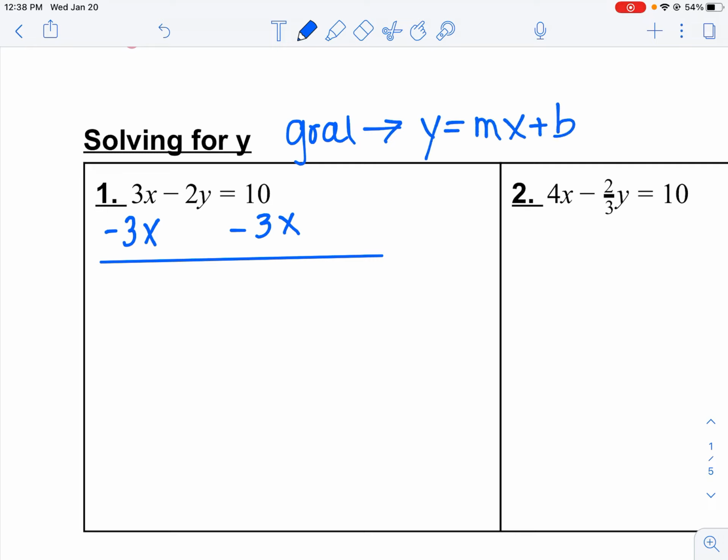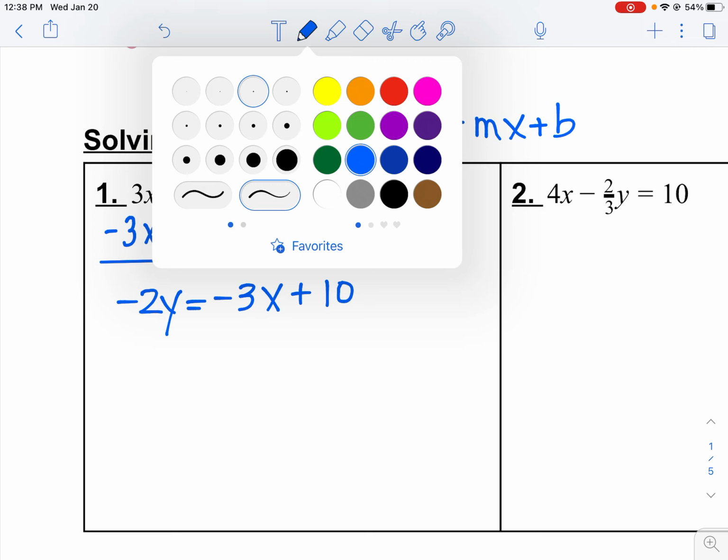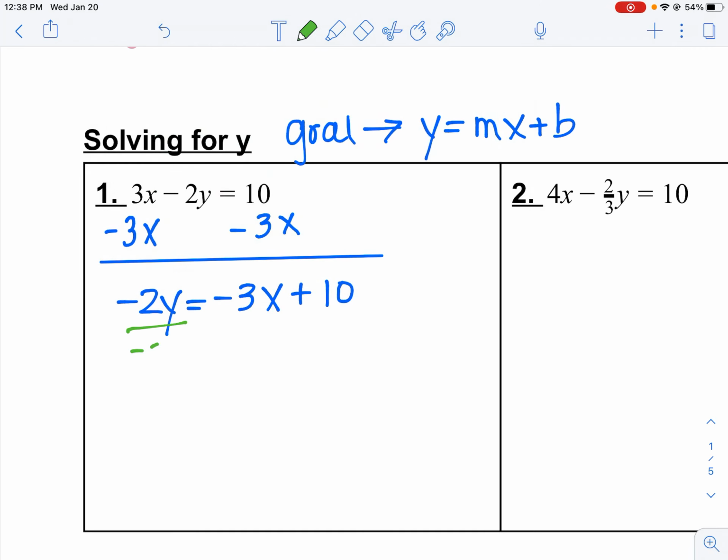So when I move that -3x, I'm going to put it in the first space, and we're going to move that 10 behind it. In the next step, I'm going to divide each term by -2 so that I can simplify down to y equals. -3 divided by -2 becomes 3 over 2 x, and 10 divided by -2 becomes -5.